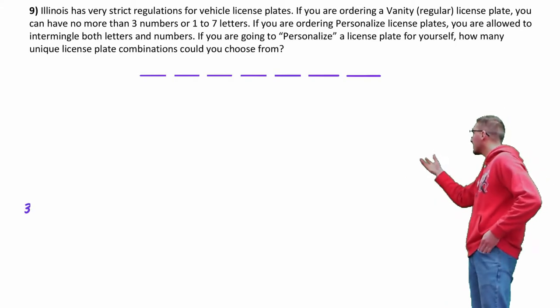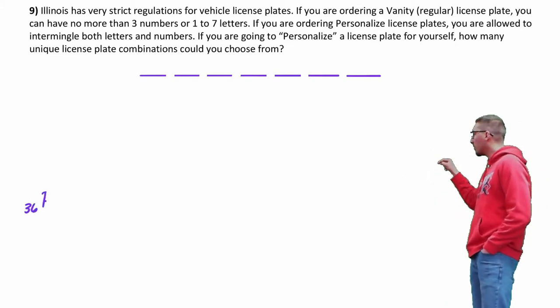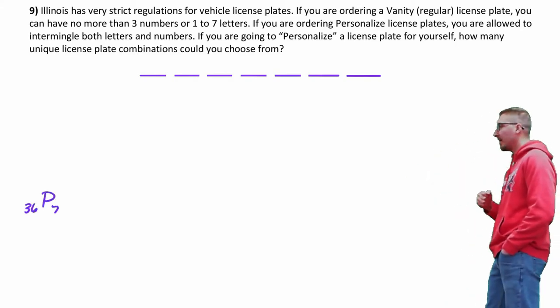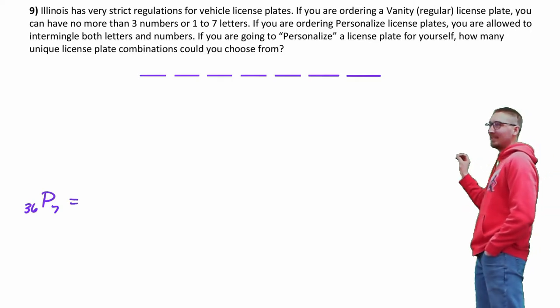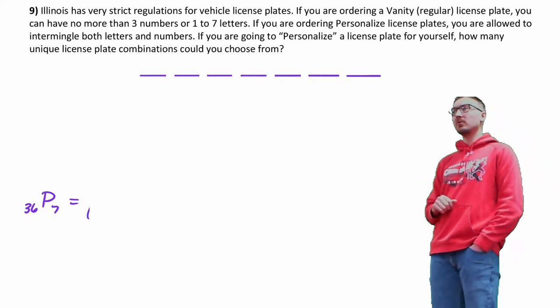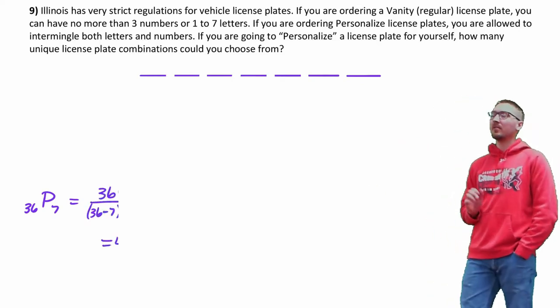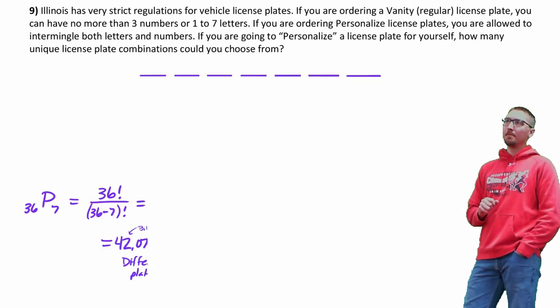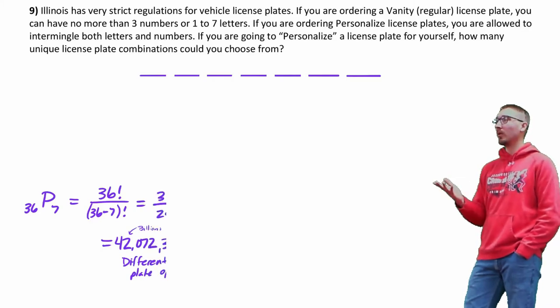So out of the 36 things that I could choose from, it's going to be a permutation where the order matters, and I am picking 7 things for our license plate. That's how many things we have on our license plate. So 36 factorial divided by 36 minus 7 factorial. So if we do that math down below, that's 29 factorial.